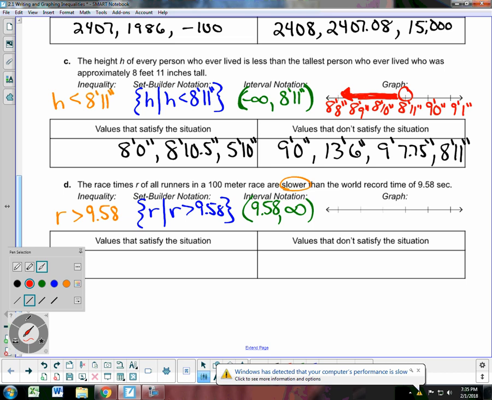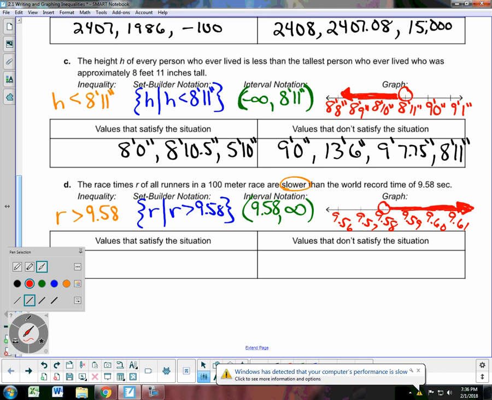All right. Graphing. Let's fit 9.58 in here in the middle-ish. And let's go every 100th up. So 9.59, 9.60, 9.61. Going down, 9.57, 9.56. Okay, we put an open circle at 9.58. We do not fill it in because we are not including the number 9.58, but we want everything above it, so we'll shade to the right. Like so.